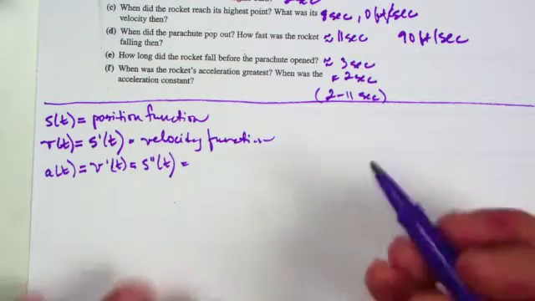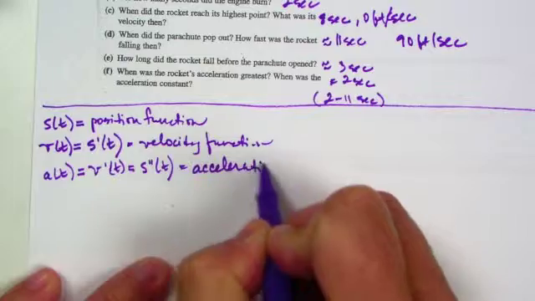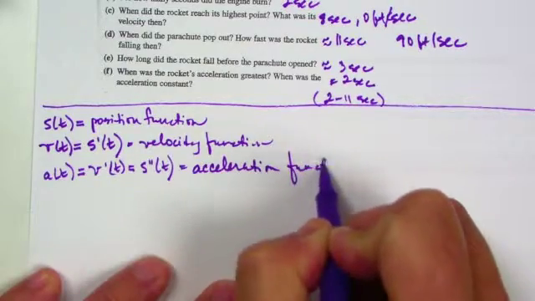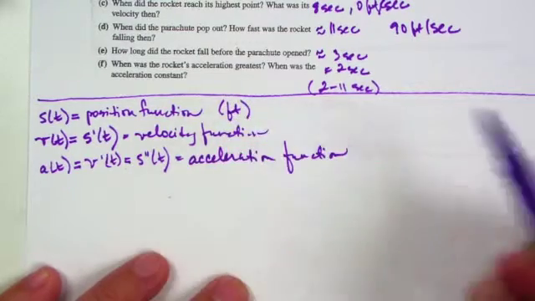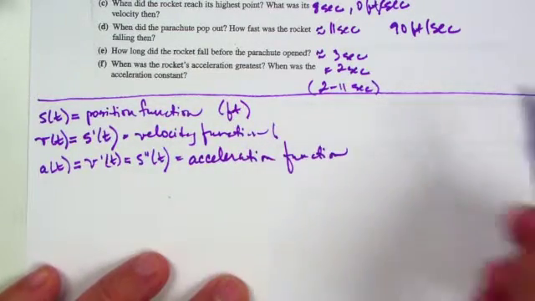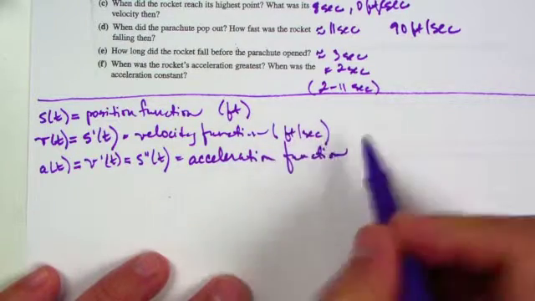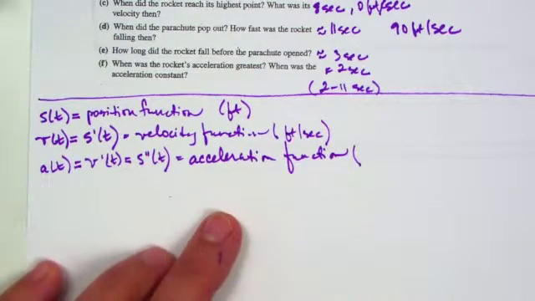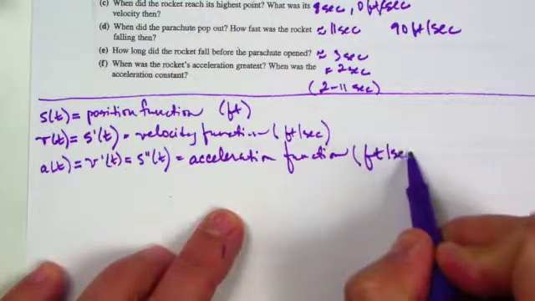Okay, and we said this is acceleration. Let's put some units here. If position was in feet, velocity could be in feet per second. And if that was the case, then your acceleration units would be what? Feet per second squared.